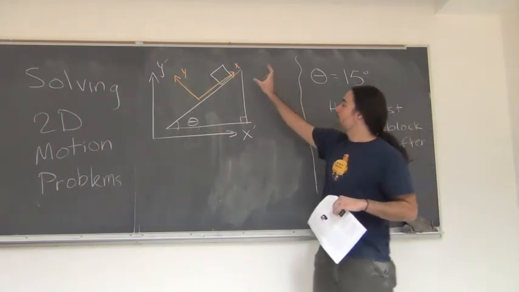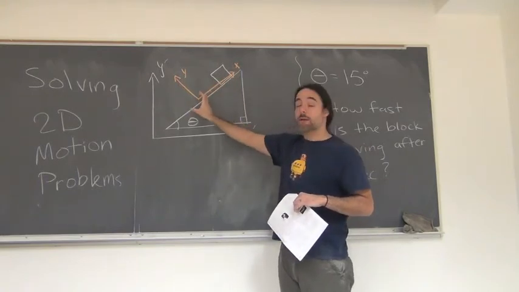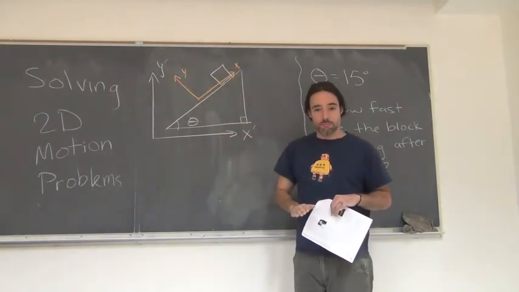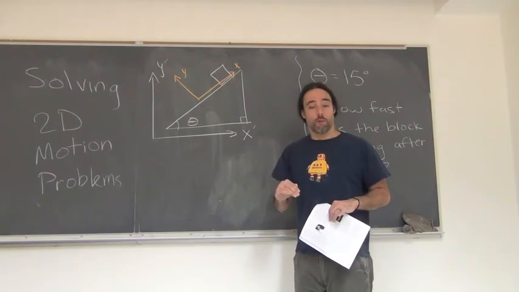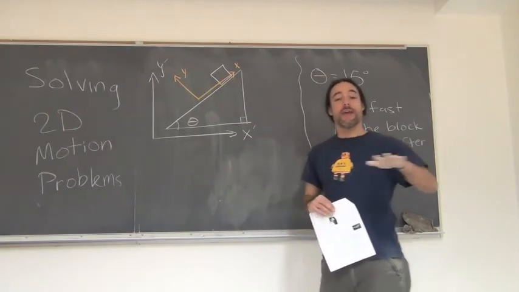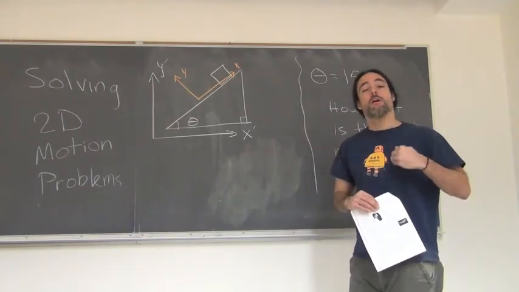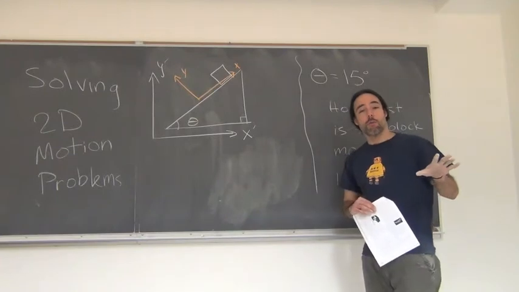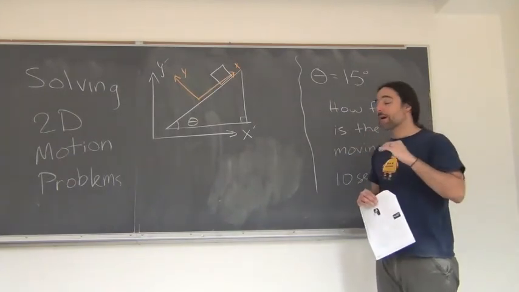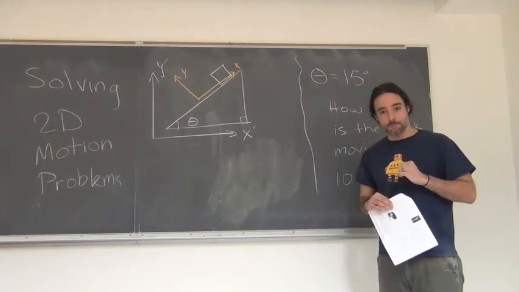Well, we can see that my block in my orange coordinate system is sliding down the ramp, but that's only in the x direction. It doesn't move at all in the y direction. So I've saved myself about half the work. I only have to solve a one-dimensional motion problem. Okay, so this is a good take-home point: if you are smart about how you choose your coordinate system, you can save yourself some work.